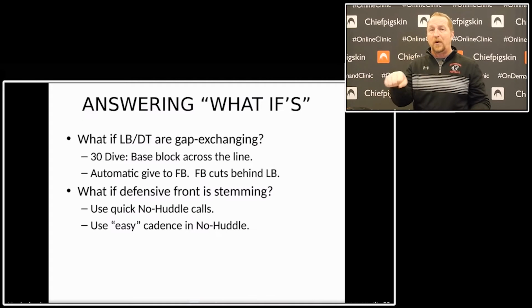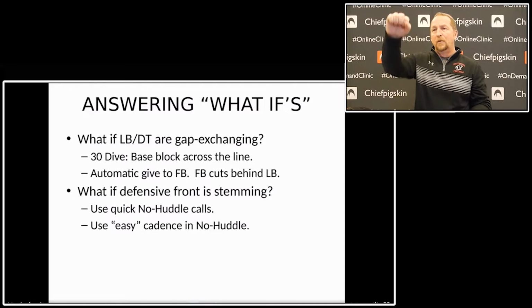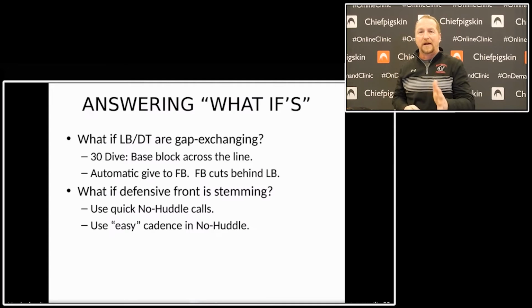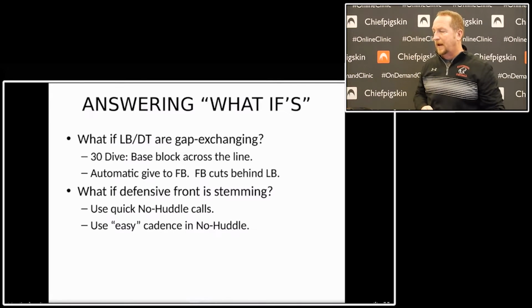So we're going to base block. We're actually going to block the read key with the guard now. And when that linebacker scrapes over the top to gap exchange, he's taking himself out of the play. We make it an automatic give. Fullback's going to take the ball, stay on the midline, and he's going to run through where the linebacker was.